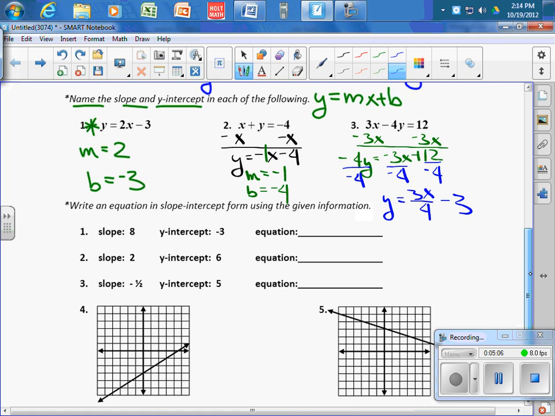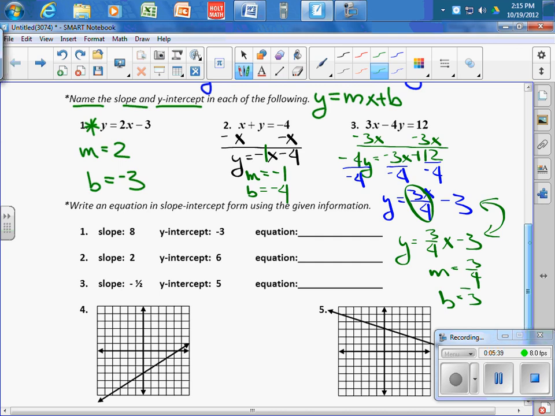Now, which brings me to this point also, what's the difference between y is equal to 3x over 4 minus 3 and y is equal to 3/4 x minus 3? These two equations are exactly the same. The slope is 3/4 and the y-intercept is -3.